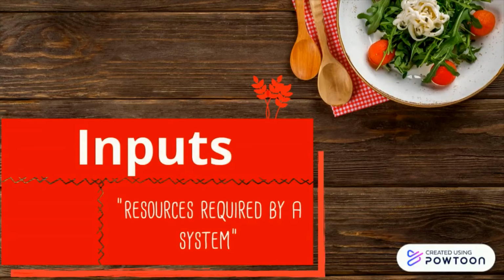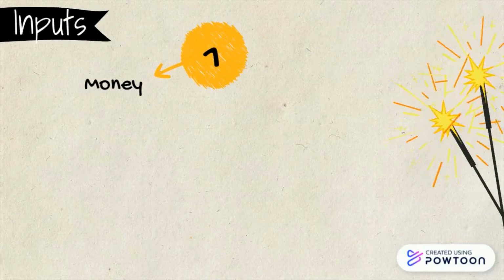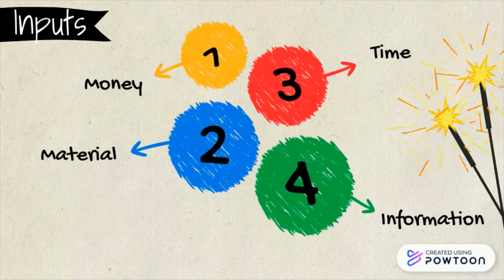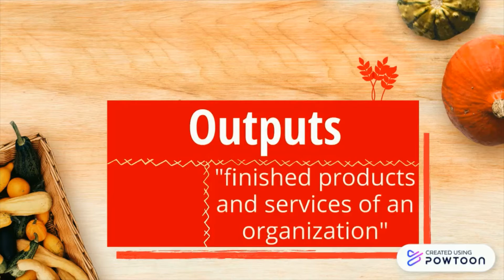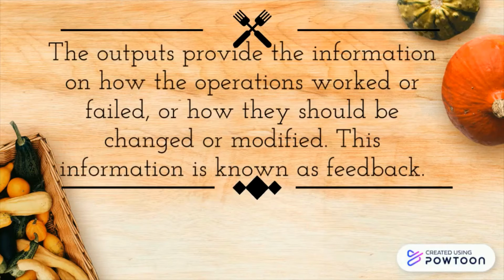Inputs are the resources required by the system. Examples of inputs are money, material, time, and information. Outputs are finished products and services of an organization. The outputs should be in line with the mission, goals, and objectives of the organization. The outputs provide the information on how the operations worked or failed, or how they should be changed or modified. This information is known as feedback.